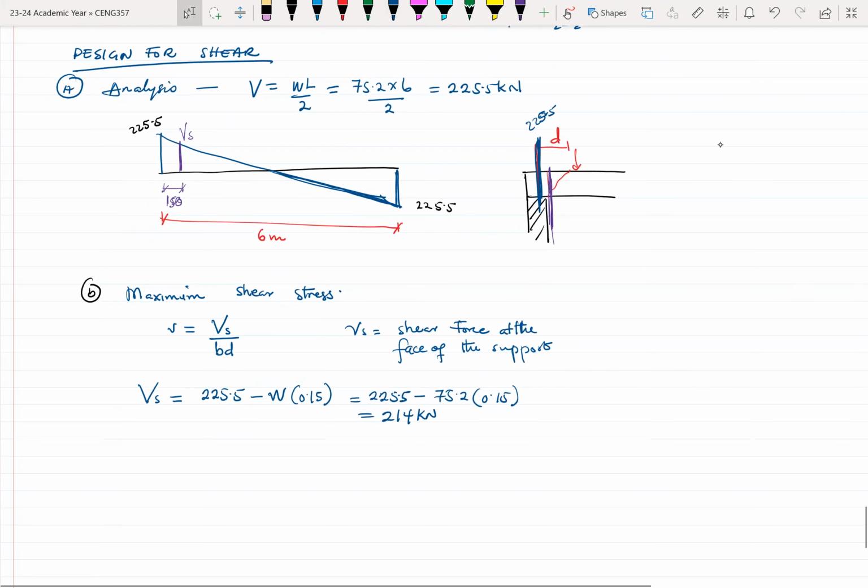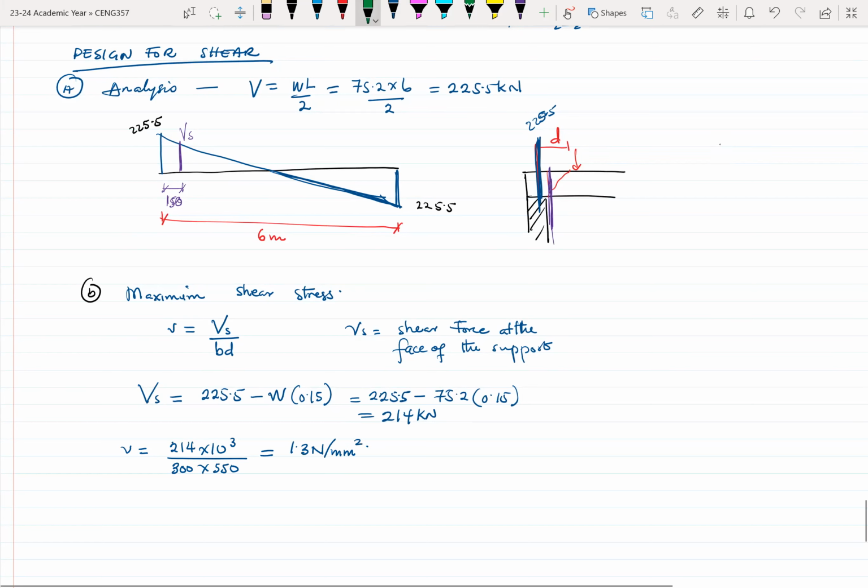So the maximum shear stress, small letter v, will be 214. Let's convert everything to newtons, so times 10 exponent 3 divided by B, which is 300, and D, which is 550. So that'll give us a shear stress of 1.3 newtons per millimeter squared.